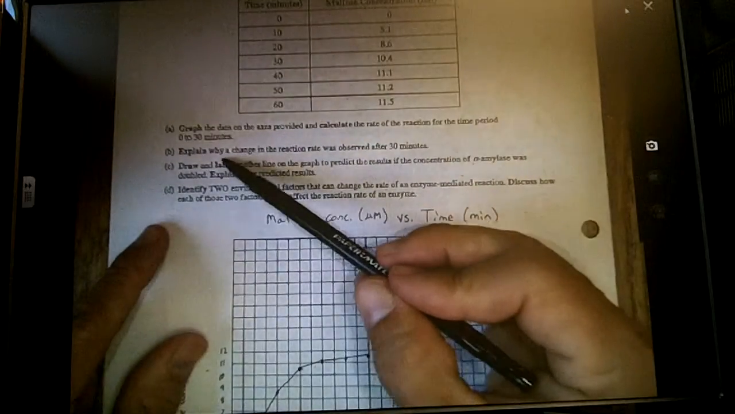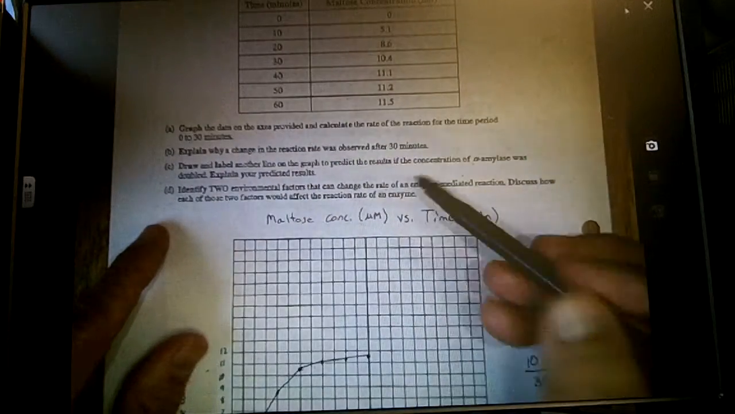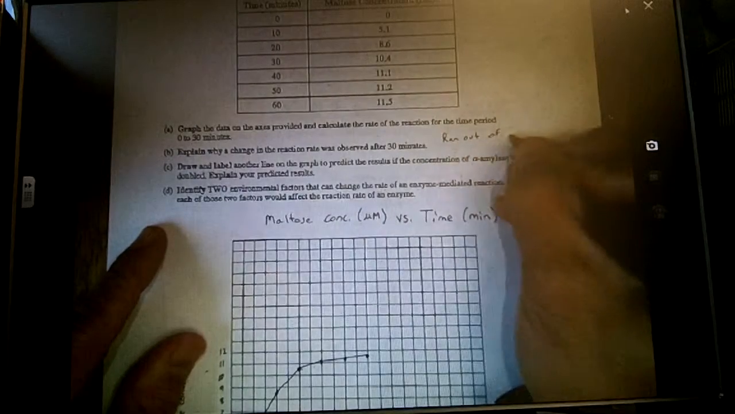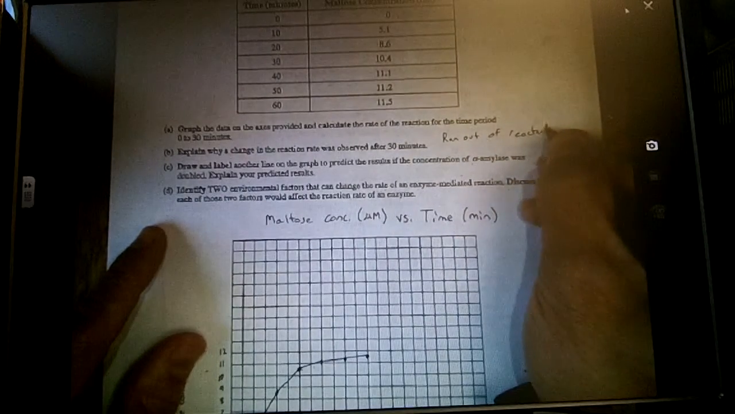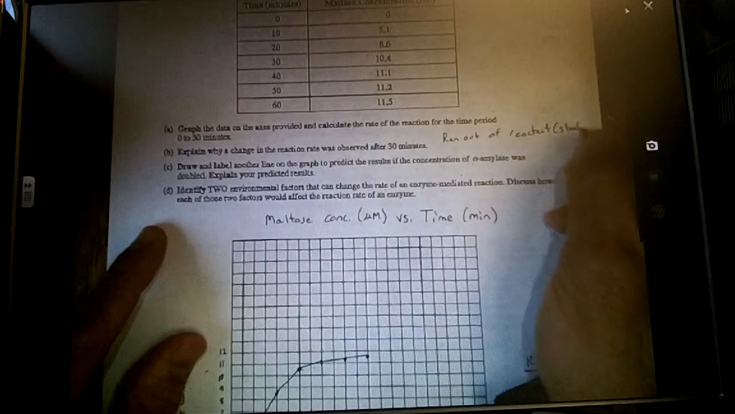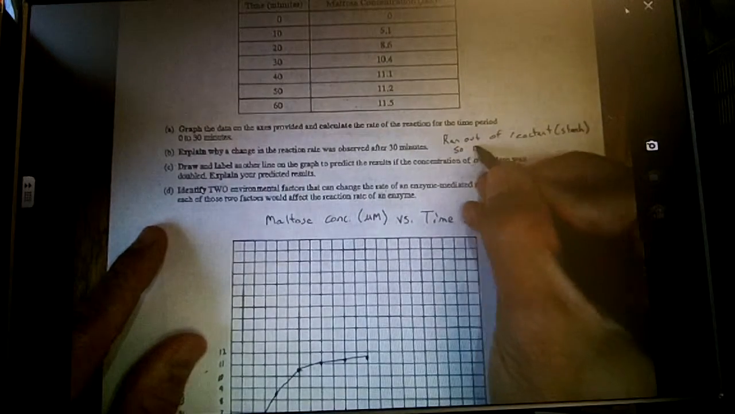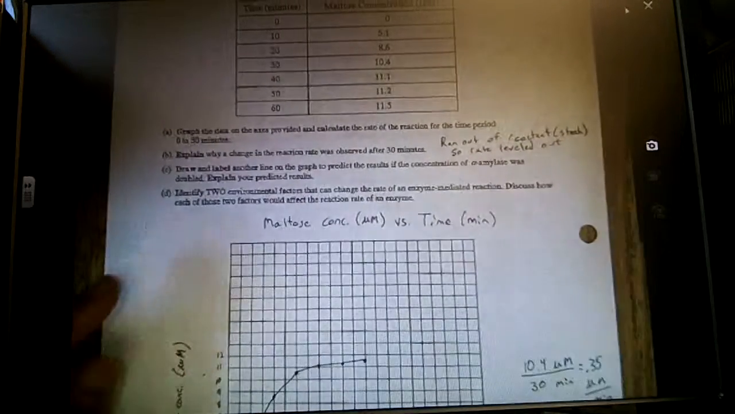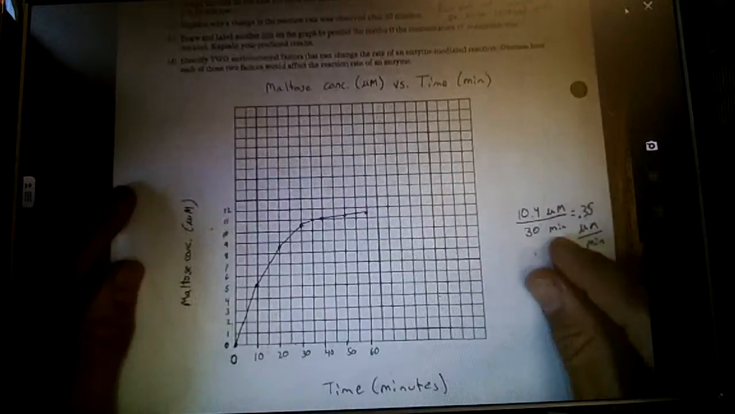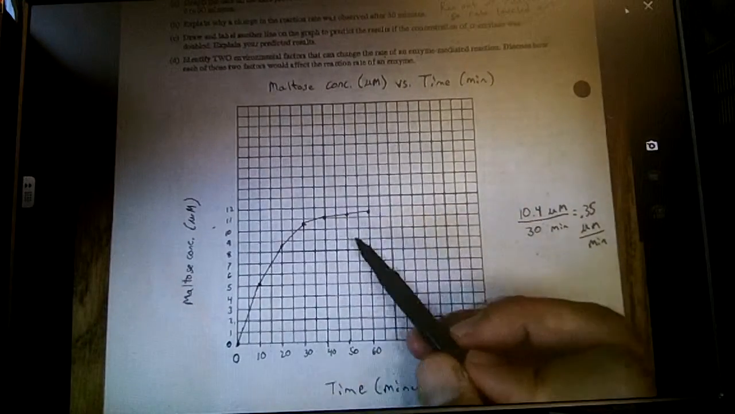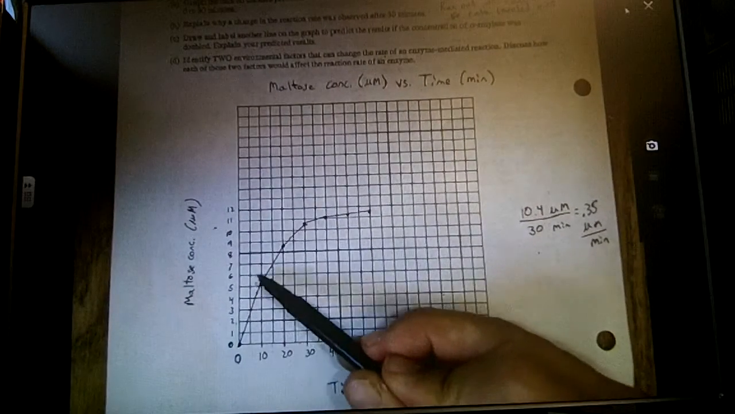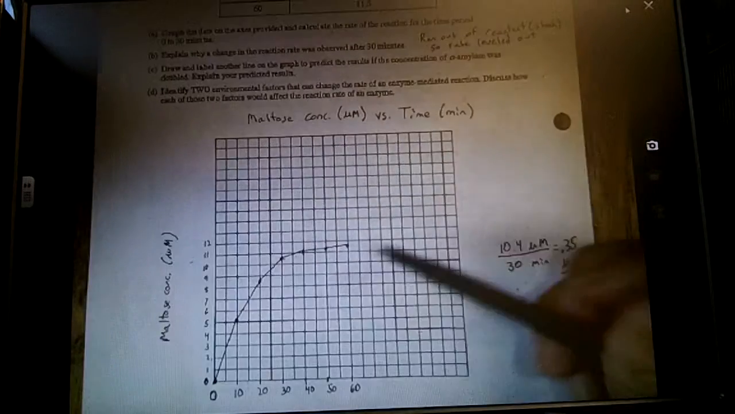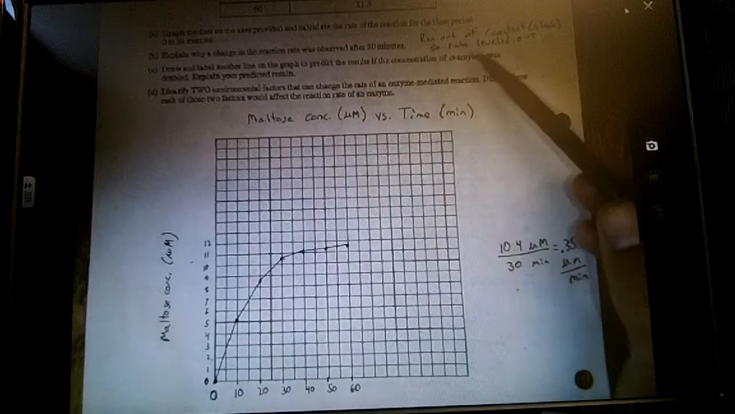So when I say explain why a change in the reaction rate was observed after 30 minutes: ran out of reactant, starch, so the rate leveled out. There, I get a point for that. And so we got a lot of starch and it's going real fast, and then we're out of starch and it goes real slow. There's other things they would have given you other than ran out of reactant.